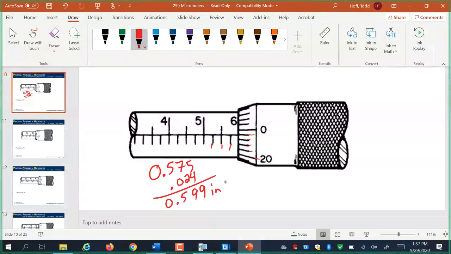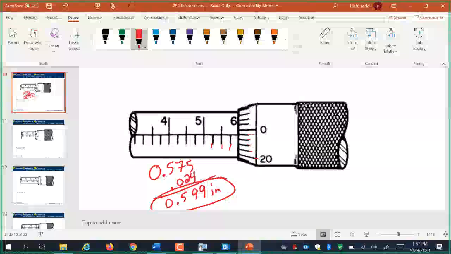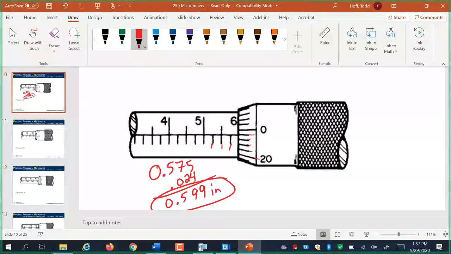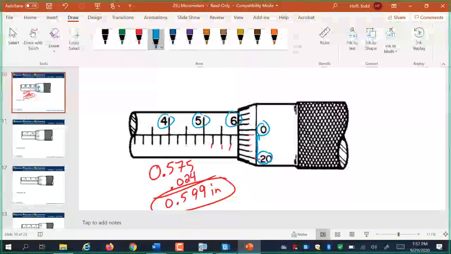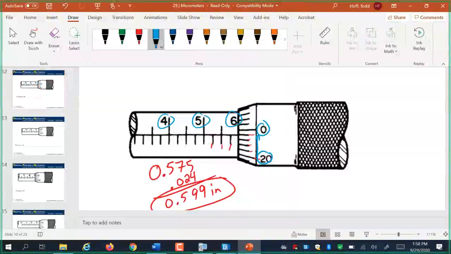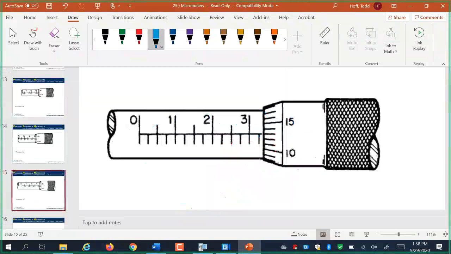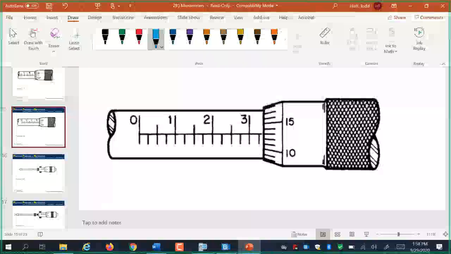0.599 inches. There are two ways that we can tell that this is an inch micrometer. One is that those are labeled by ones on the barrel, and we have the quarter marks between them. And the thimble goes from 0 to 25, and then it turns back to 0 again. So it basically goes from 0 to 24 is what our thimble goes to. When we hit our metric, that changes slightly. That's still standard.